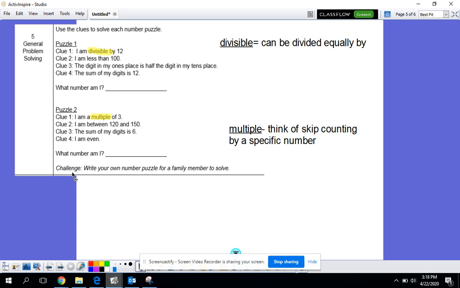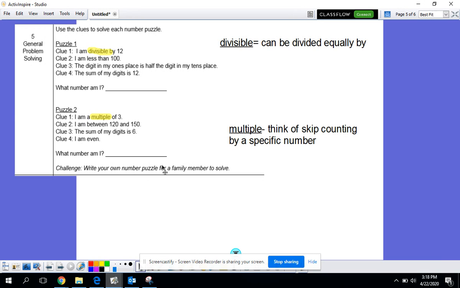And then I definitely encourage you to try this challenge. Write your own number puzzle for a family member to solve. If you don't think your family will solve it, please send it to me. I would love to solve your puzzles. I always give y'all the challenges. It's sometimes nice to be challenged myself. So please send them to me if you don't want to give it to your family member.